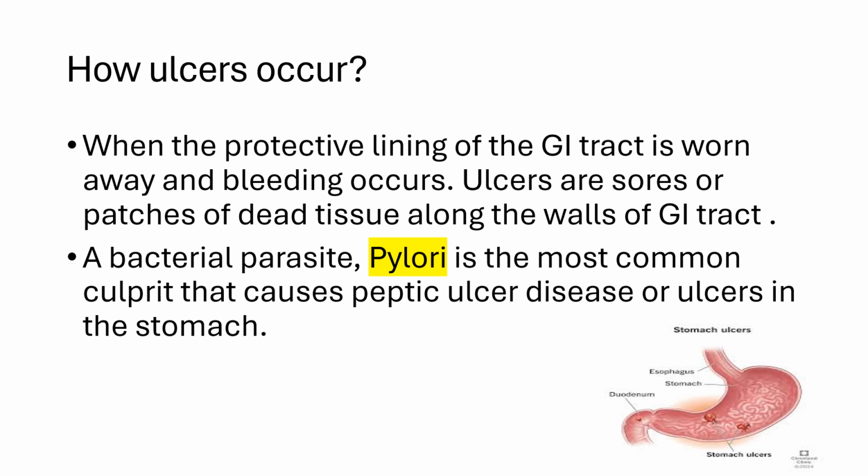What is the most common culprit that will cause peptic ulcer disease, or ulcer in the stomach? It is a bacterial parasite which we call H. pylori. It is a common MCQ that people ask in the exams, that H. pylori is a bacterial parasite.